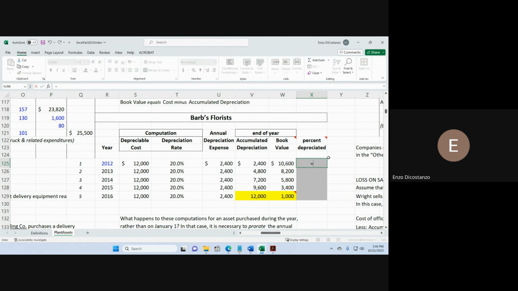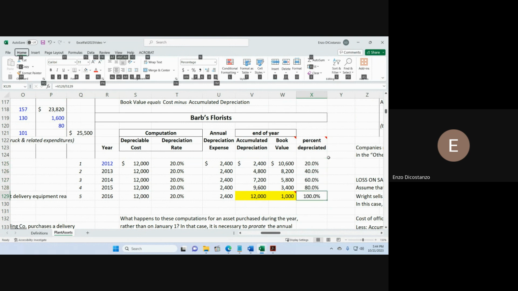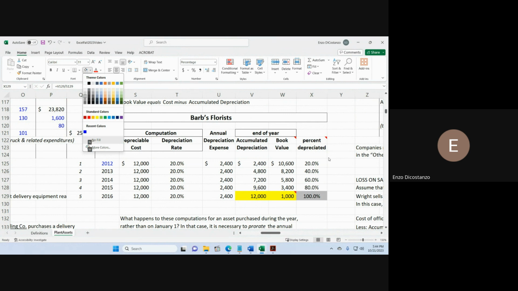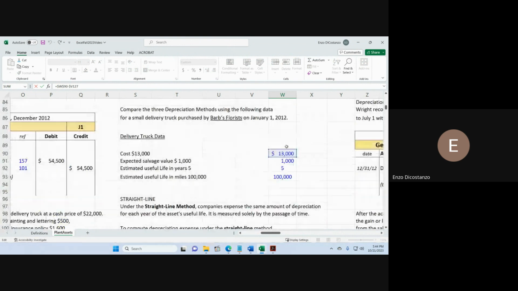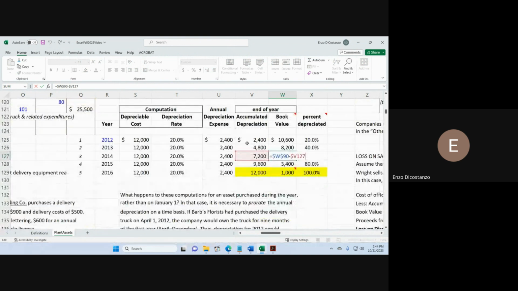The percent depreciated is just simply this divided by the depreciable cost. And you can go, obviously the last one's going to be 100. All right. Okay. That's straight line. The book value, again, you're just referencing up here. You're referencing that 13,000. And you're just going to keep subtracting depreciation until you get to your salvage value. That's book. That's the most important concept that I wanted to discuss.